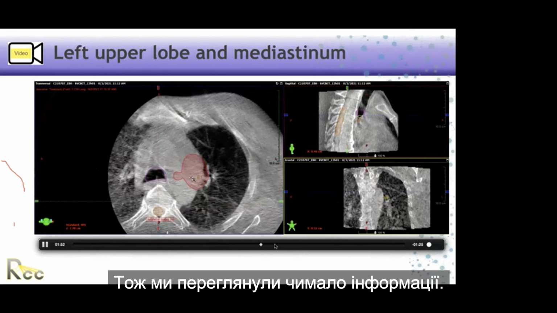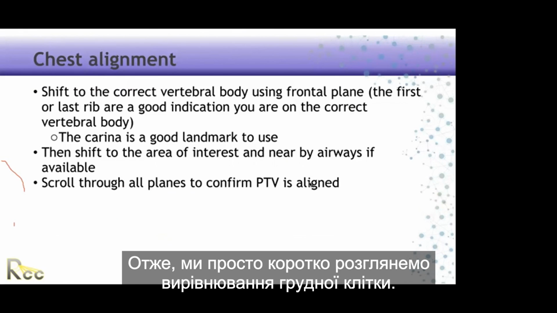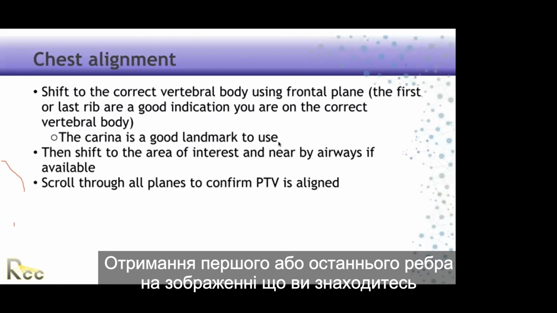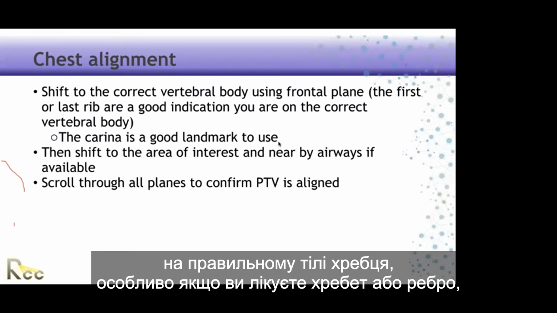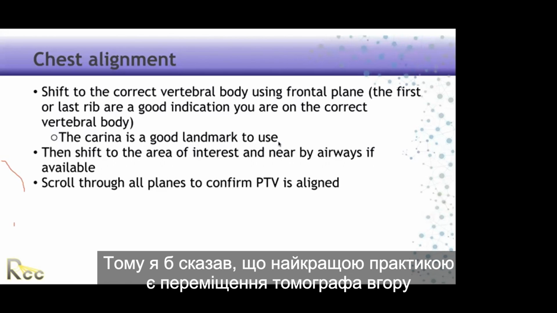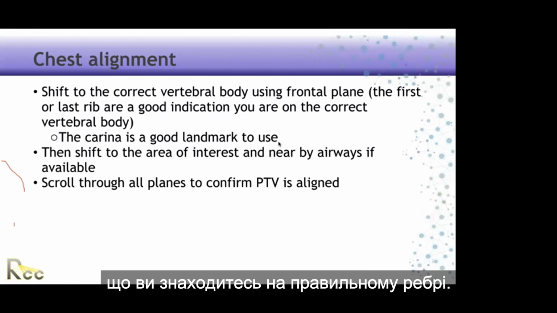So we've gone over quite a bit of information, so we'll just go briefly over chest alignment. Once again, always check that you're on the correct vertebral body. Getting the first or last rib in your image is always a really good, solid indication that you're on the correct vertebral body, especially if you're treating the spine or a rib. It's really easy for things to start looking the same. I would say it's best practice, if you move your imager up or down prior to doing your scan and taking the image, to make sure you're on the correct rib.